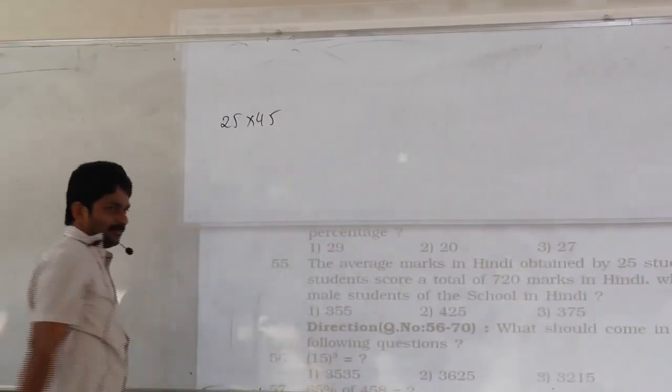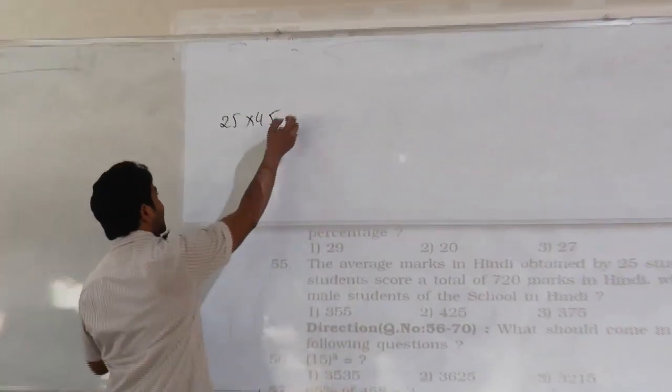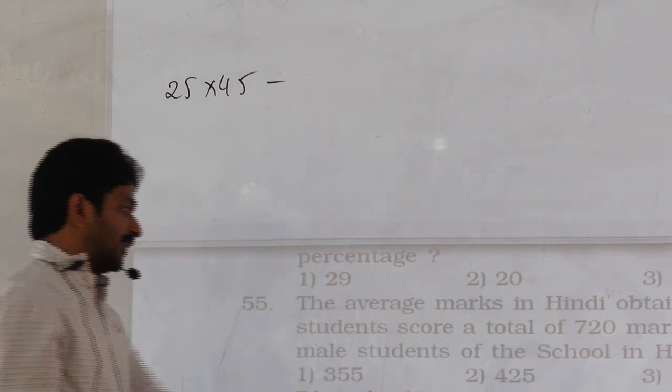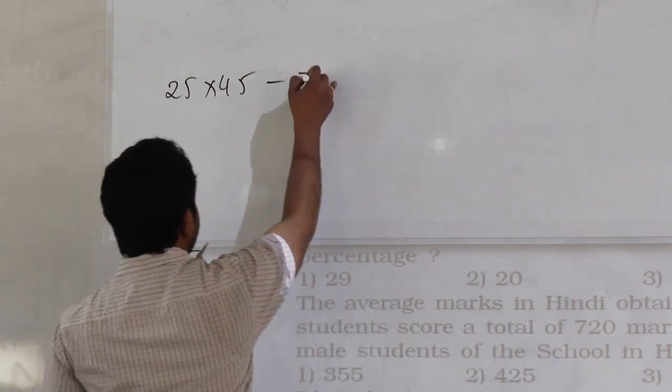Don't calculate, let it be like that. From this, if you can subtract total marks obtained by female, then you will get your answer. How much is that? 720. So you need to subtract 720.